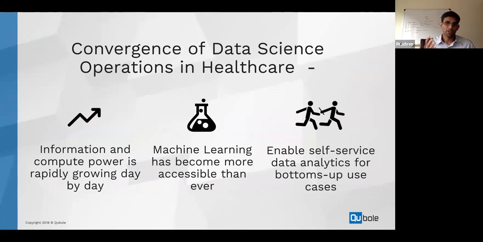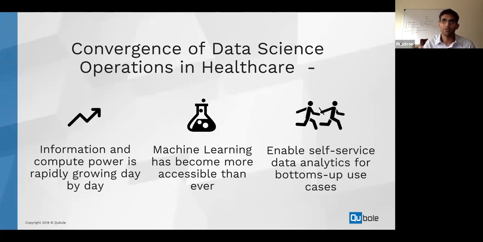We talked about data and tooling, and another aspect is leveraging the right capabilities and figuring out the right process. You no longer can be constrained by the limits of your data centers. They have finite capacity. You've got to leverage the infinite compute power available in the cloud, which is rapidly growing every day. You also have to look at how to leverage machine learning to solve these specific and precise questions. Machine learning is becoming ever more accessible. And last but not least, you have to think about how to enable a self-service analytics platform so that you can facilitate bottoms-up use cases.